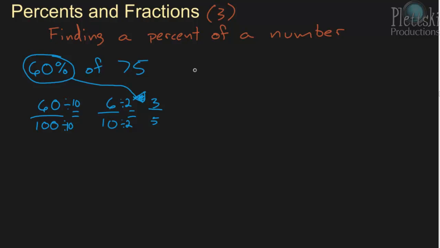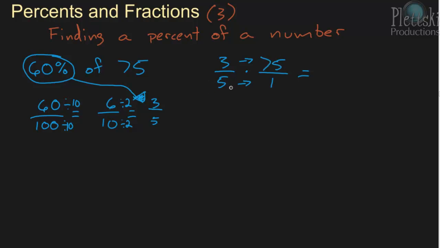And then it turns into a multiplication problem because the word "of" is going to mean multiplication. So 3/5 of 75 can be written as 3/5 times 75, and you can write 75 as a fraction as well. It would just be 75 over 1. And there's a couple ways we can do this. We can multiply straight across, or we can simplify before we multiply.